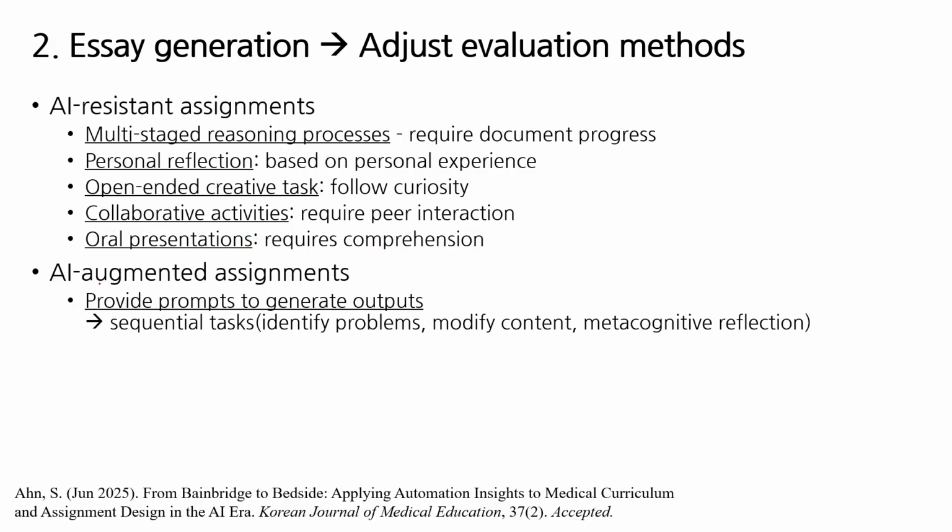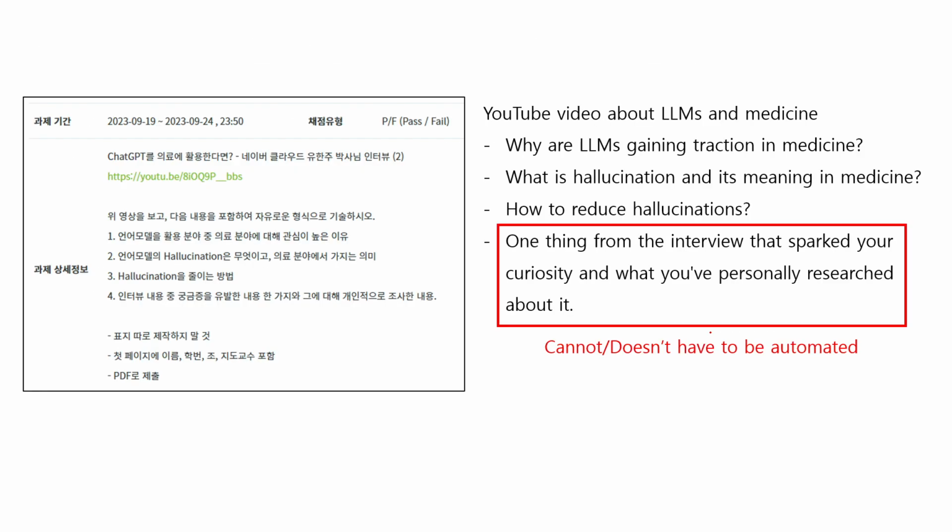The next category is quite the opposite from resistant assignments. It is AI augmented assignments. So in this category, the teacher provides some prompts to generate outputs, and from that output, the students are directed to do some sequential tasks, like identifying problems or modifying the output, or requiring some activity that uses metacognitive reflection. So let's have a look at some examples. This is an actual assignment I gave out to our students.